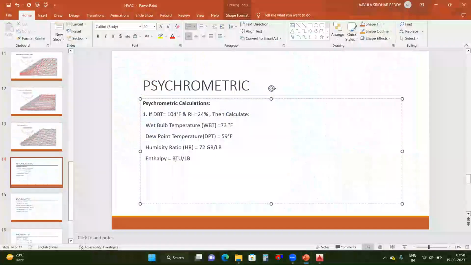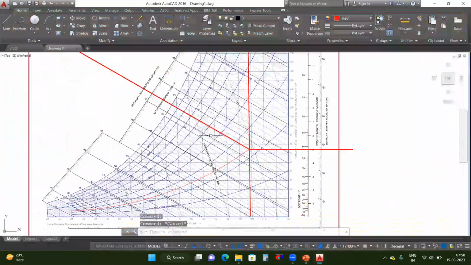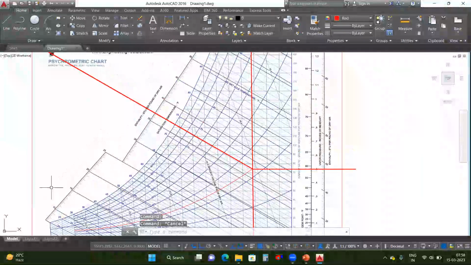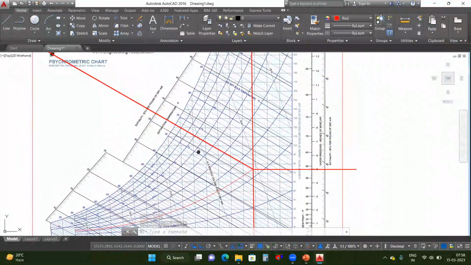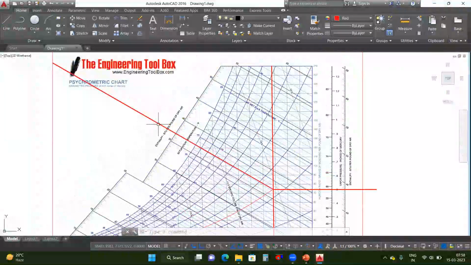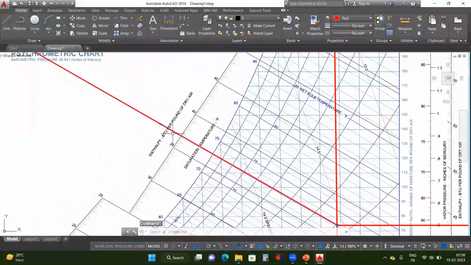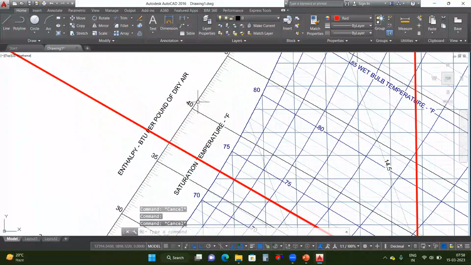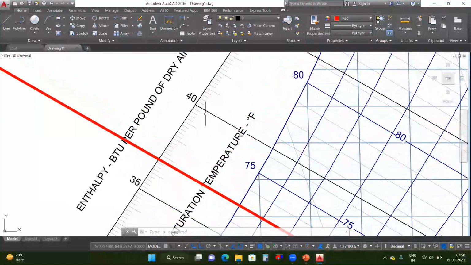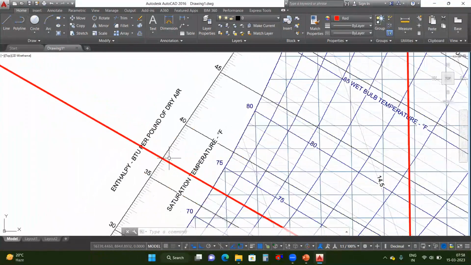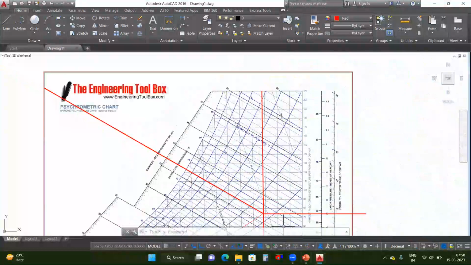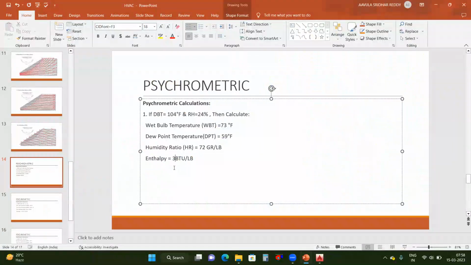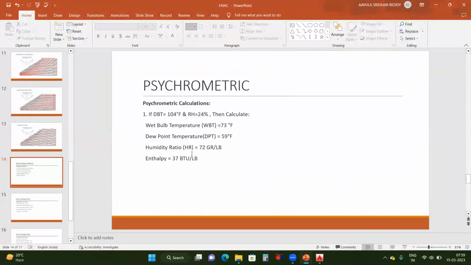And the next one is enthalpy. The enthalpy lines are these lines on the outside scale. We have already drawn one line, so with the help of that line we can take these values. Here it is 30, 35, and 36, 37, 38, 39, 40. So we can take that as an enthalpy of 37. So this is how we calculate the psychrometric properties.